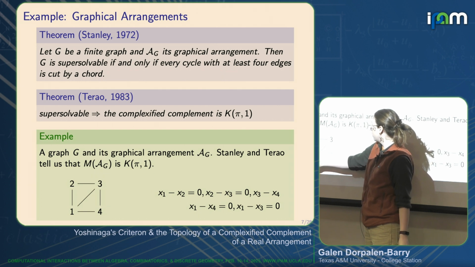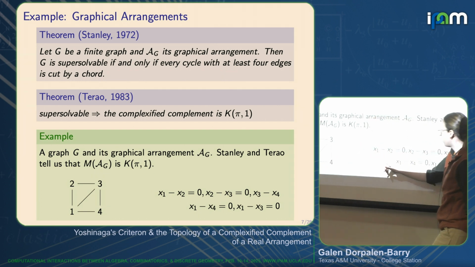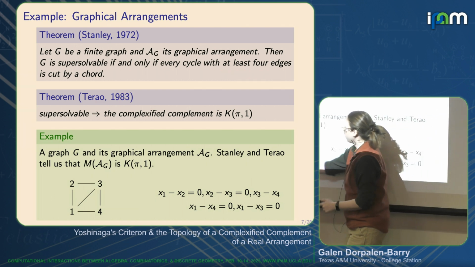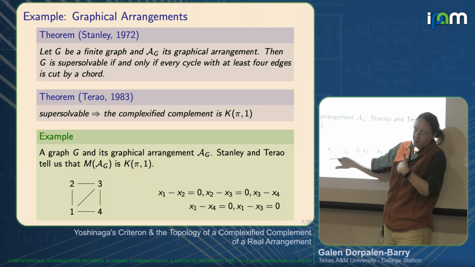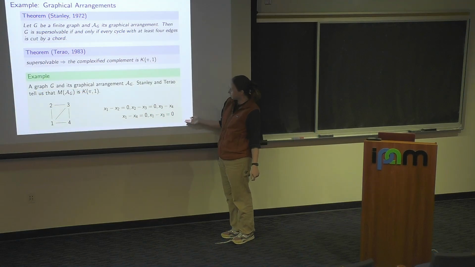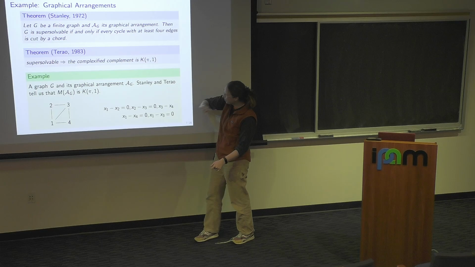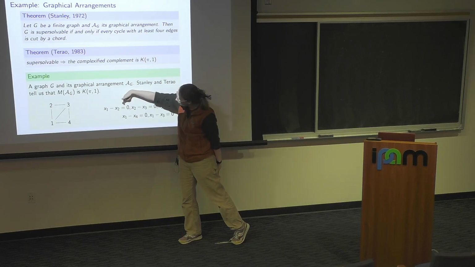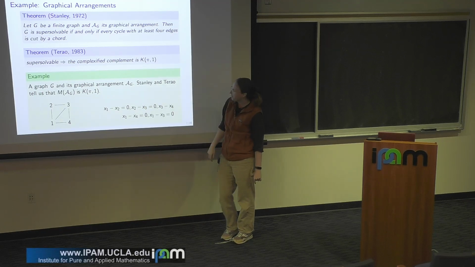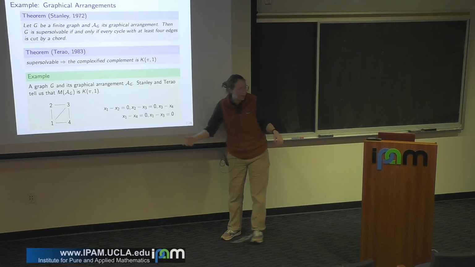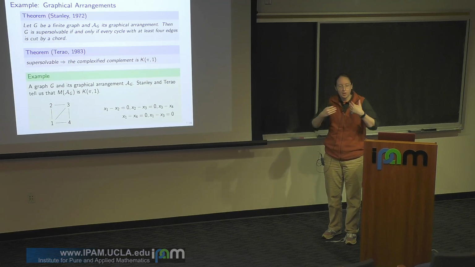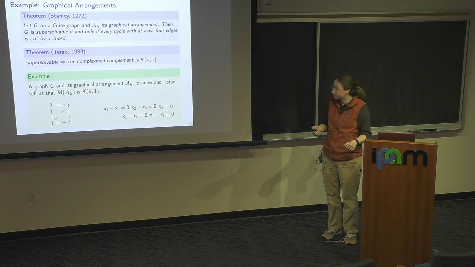Let's say I am leaving 2 and entering 1, so I would add the hyperplane x1 minus x2 is equal to 0. You can imagine that if you choose the other orientation, you get a different equation, but the same thing is happening. So you would choose x2 minus x1. So I've added 5 equations, one for each of the edges: 1,2; 2,3; 3,4; 1,4; and 1,3. In this case, because it's a chordal graph, Terao and Stanley tell us that this has a particularly simple topological complexified complement.